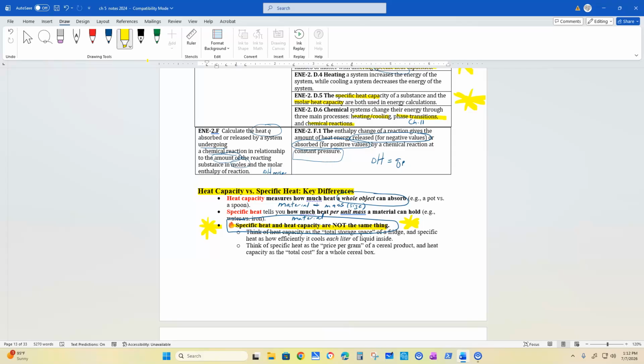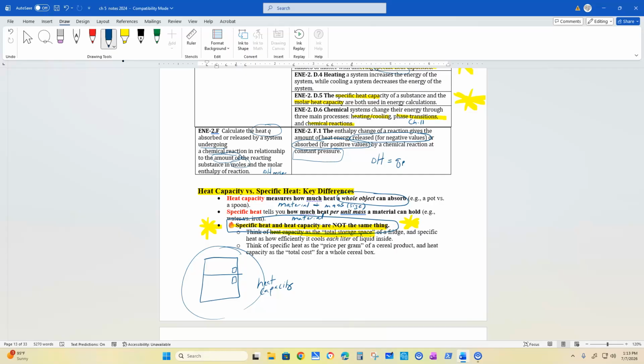Specific heat and heat capacity are not the same thing. So I gave you a couple analogies. Think of heat capacity as the total storage space of the fridge. I mean, it's the whole fridge. So if I have my refrigerator, I got my door, got my little handle right here. Heat capacity is the whole thing. That's heat capacity. Specific heat is how efficient it is at cooling each liter of liquid.